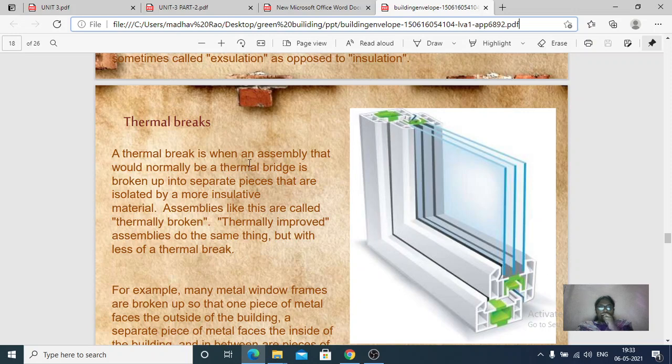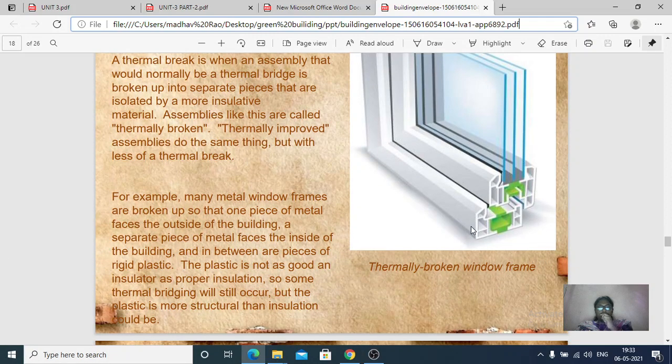Right, the thermal break is when an assembly that would normally be a thermal bridge is broken up into separate pieces that are isolated by more insulative material. Assemblies like this are called thermally broken. The thermally improved assembly does the same thing but with less thermal breakage. Here you people can see the glazed parts, the glass, and the thermally broken window frame. You can see it clearly here.